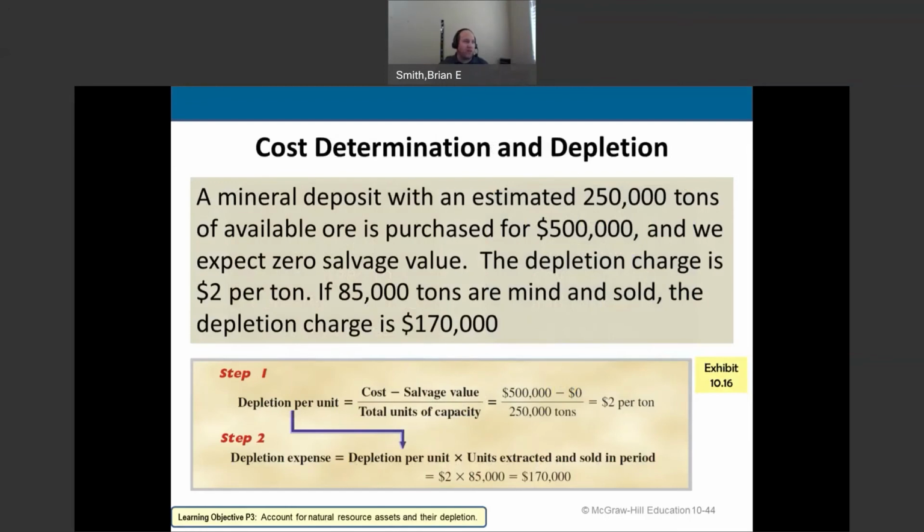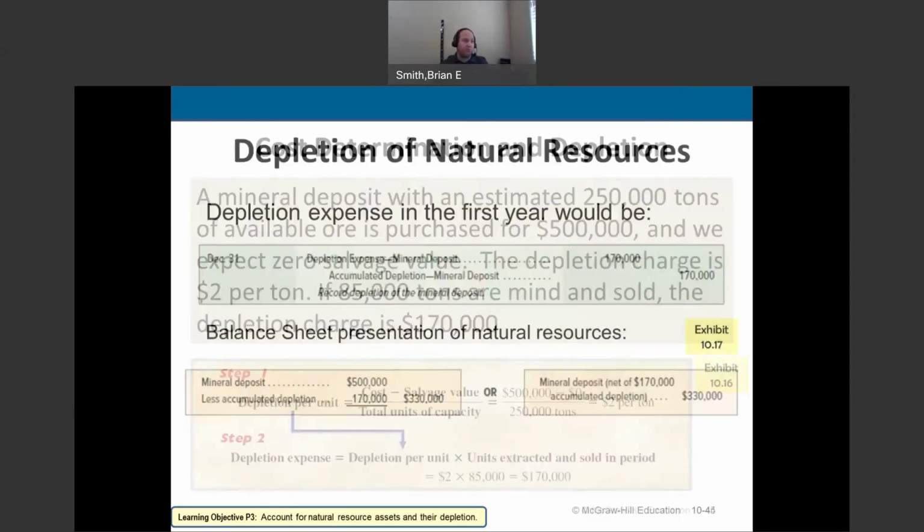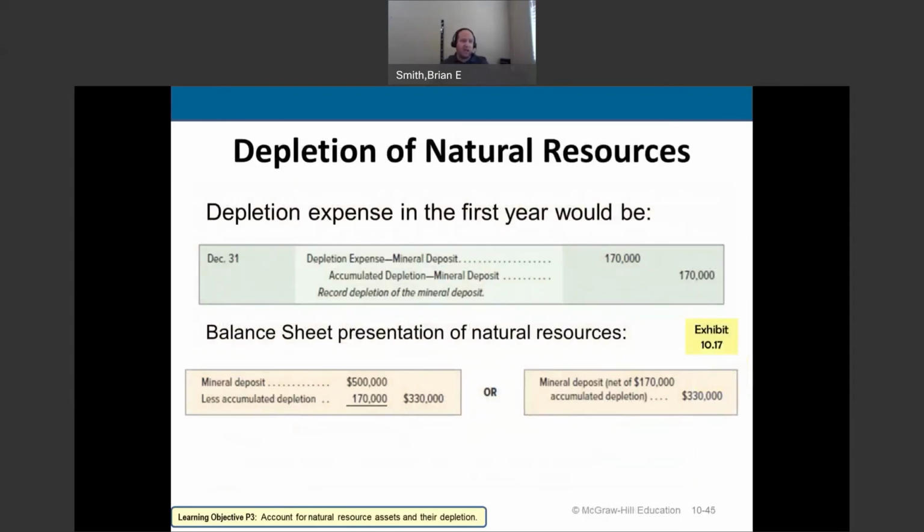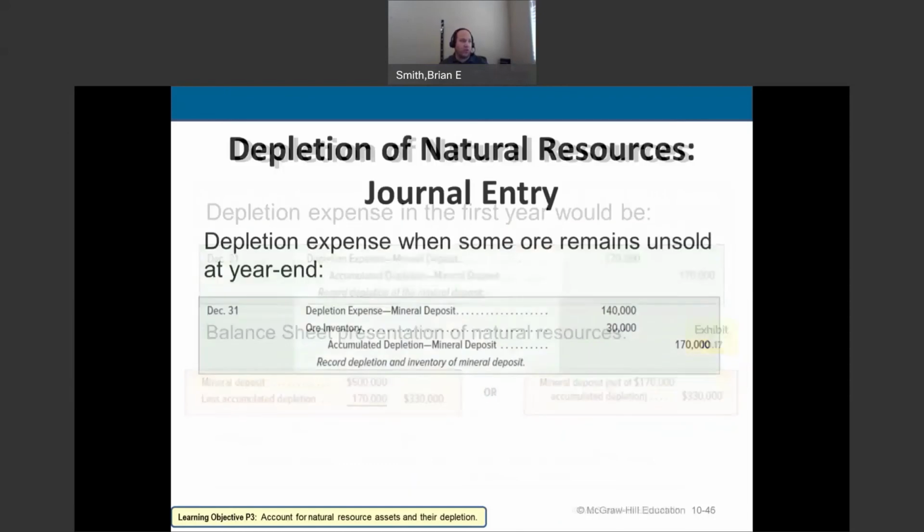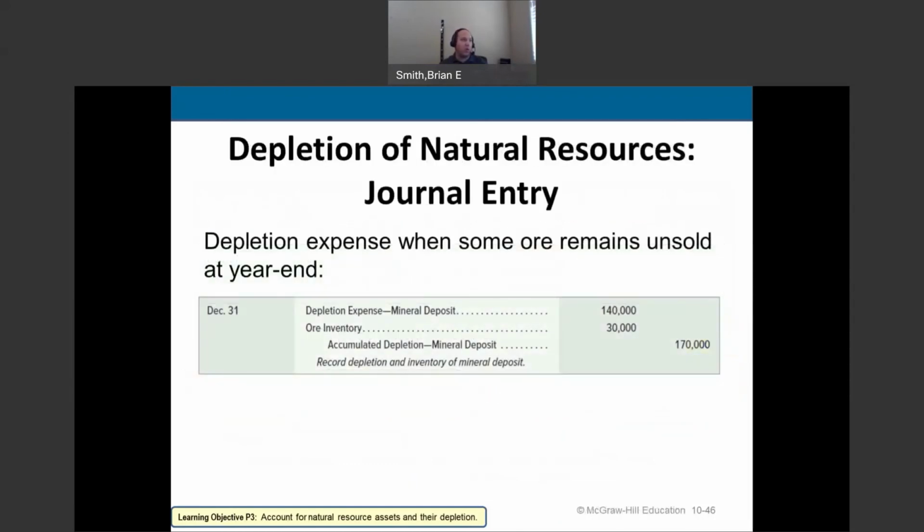So here we have cost of $500,000. There is no salvage value. We have a total capacity we estimate is 250,000 tons of material. So we have a $2 per ton depletion rate. In year one, when we extract 85,000 tons, we multiply that by 2, and our depletion expense is going to be $170,000 in that first year. Again, this is exactly like the units of production method, except it's depletion. You're depleting the natural land or whatever of its natural resources. It could be gold, it could be silver, it could be oil, it could be whatever it is.